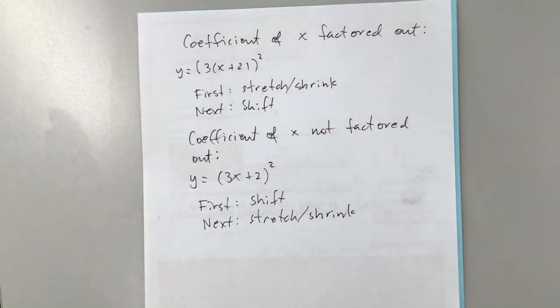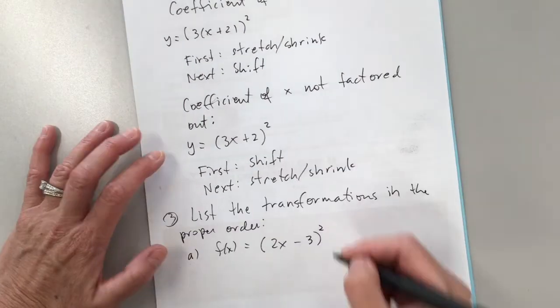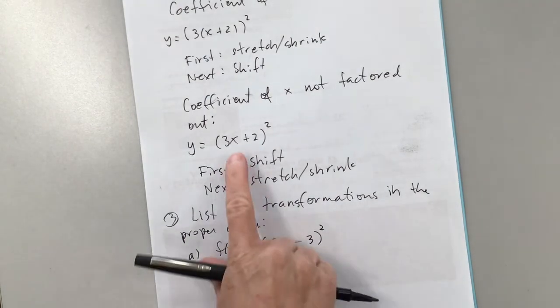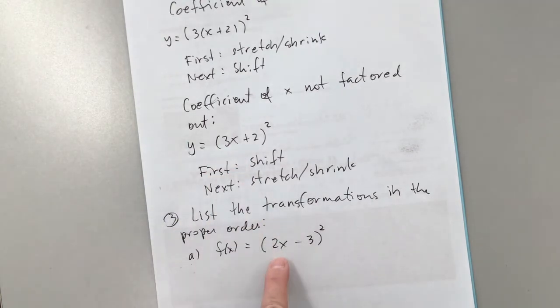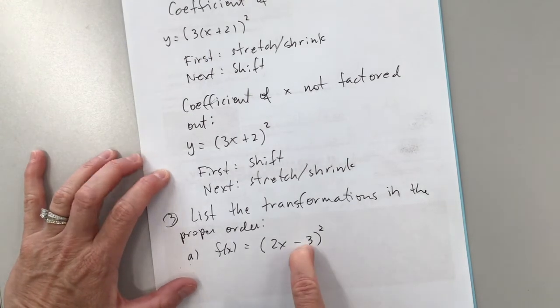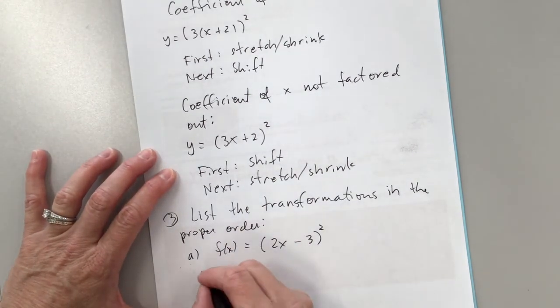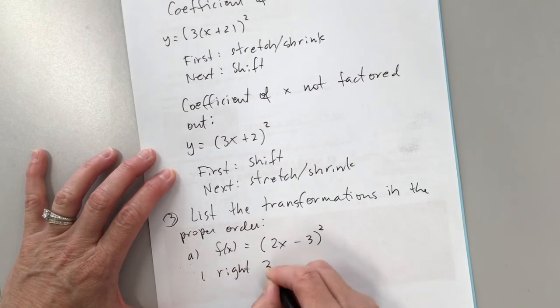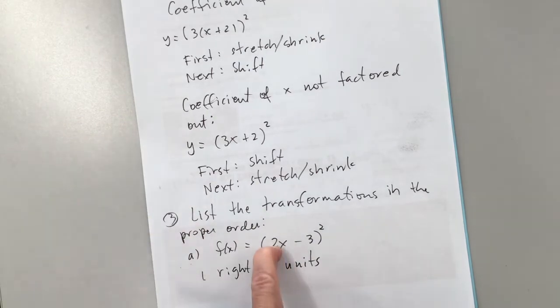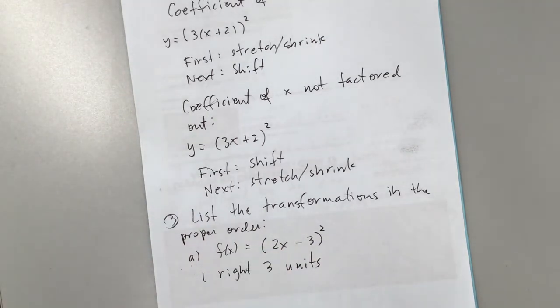All right, so let me give you an example where you tell me the transformations in the proper order. All right, why don't you press pause and try this one. All right, because the 2 is not factored out, it means we're going to do the shift first. Okay, so first, it's minus 3, so we're going to go right 3 units. Then because of that 2, the 2 is bigger than 1, so that means it's going to be a horizontal shrink by a factor of 1/2.